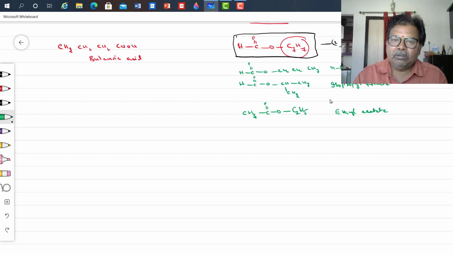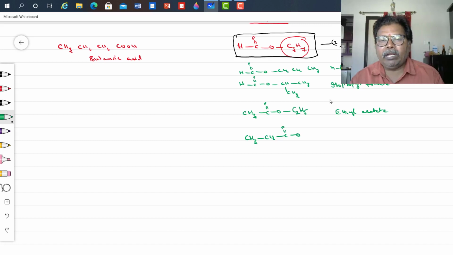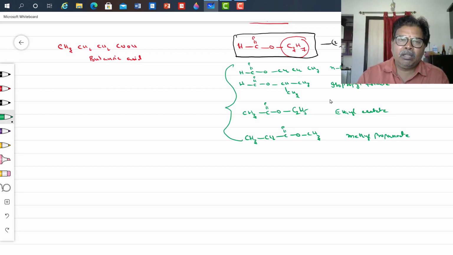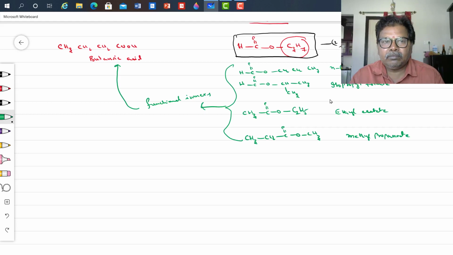Okay. Now next I am going to increase one more carbon atom in the acid group. CH2, C double bond O, O. So how many carbon atoms remain? Only 1. So we have only 1 methyl group. So therefore methyl propanoate. So all these are functional isomers of butanoic acid. Clear?